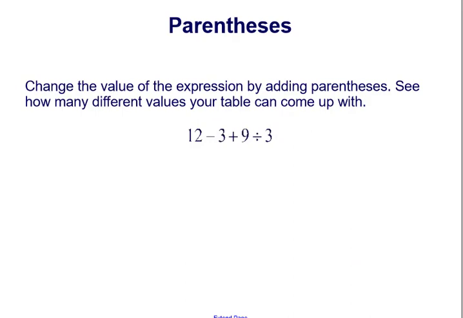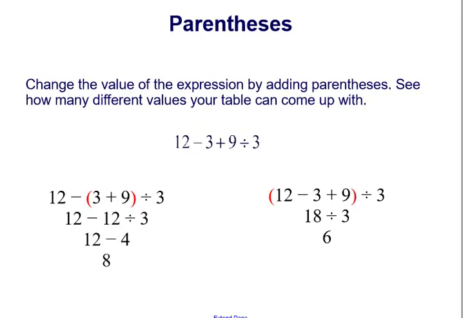Let's do one more. Again, now take 12 minus 3 plus 9 divided by 3 and change the value by adding parentheses. And then check with the people at your table. See how many different values you and your table came up with. Here are just 2 examples of how you can get different values.